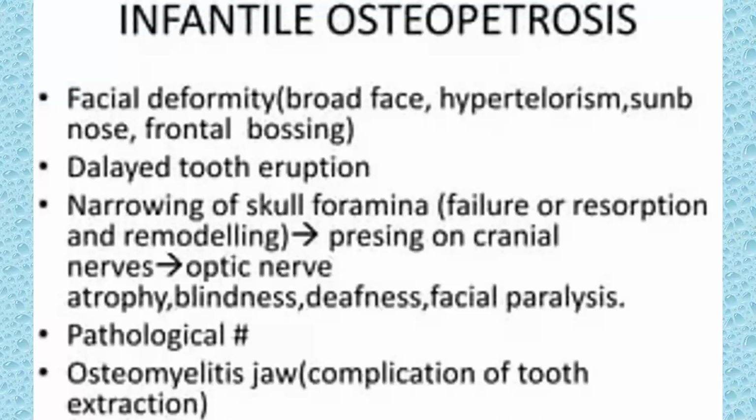So you have facial deformities in these patients, the infants. They have a broad face, they have hypertelorism, snub nose, and they have frontal bossing. They have delayed tooth eruption. They have narrowing of the skull foramina. They have failure of resorption and remodeling, which press on the cranial nerves and the optic nerves. You can have atrophy, blindness, deafness, facial paralysis.